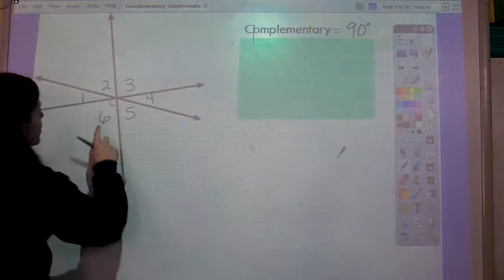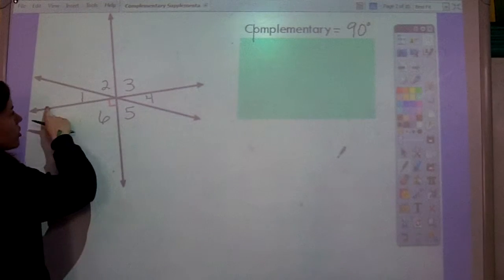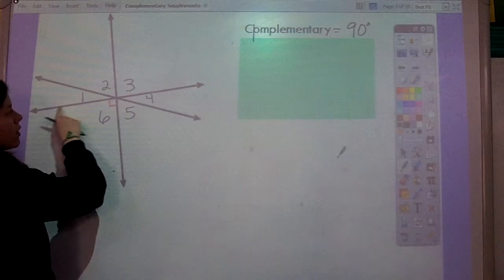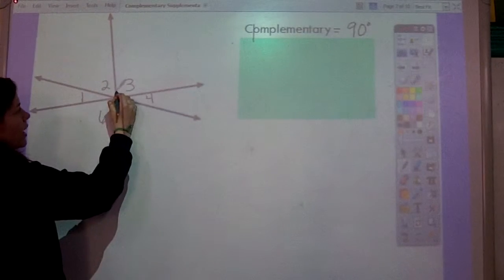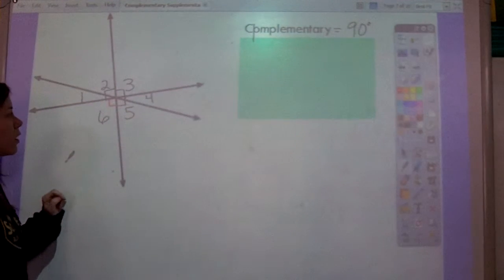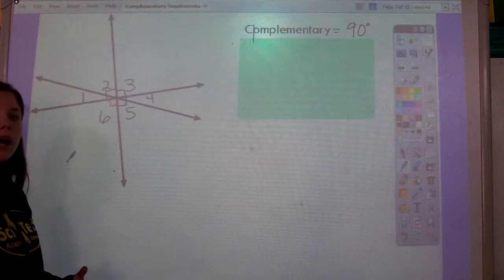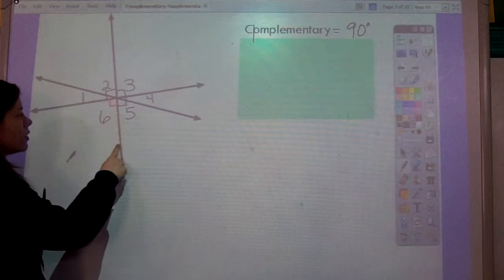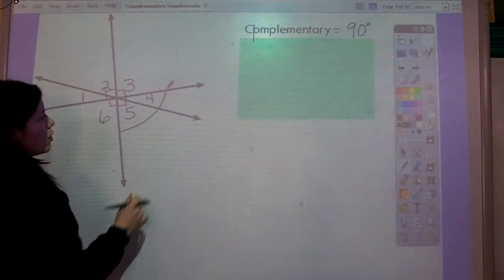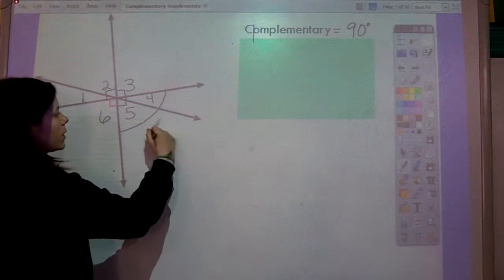I know that this angle 6 is 90 degrees, which means that the relationship between this line and this line is creating 90-degree angles on all 4 sides. So if I'm looking for 2 angles that I could put together to make 90 degrees, I'm looking for one of these really nice 90-degree angles that's been split. I can see that angles 5 and 4 are splitting a 90-degree angle, so these 2 would be considered complementary.